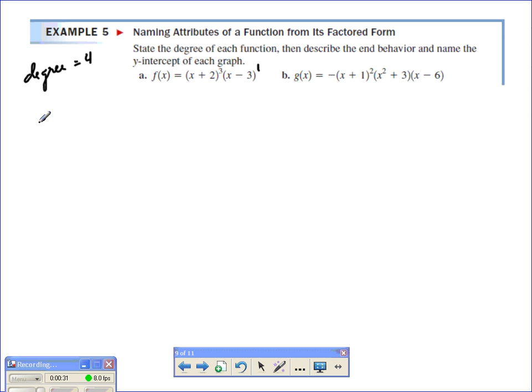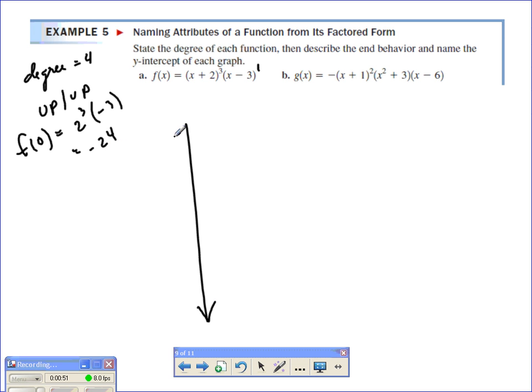Because it's an even degree, we know the end behavior is up, up, unless it's preceded by a negative, which it's not. To find the y-intercept, we plug in 0 for x, so we get 2 cubed minus 3 times negative 3 rather, which is 8 times negative 3, which is negative 24. This tells us the graph will look kind of, sorry about my messiness, like it crosses somewhere down at negative 24.